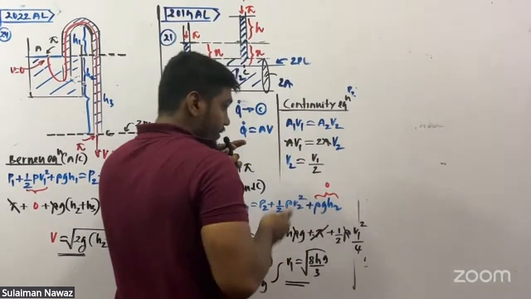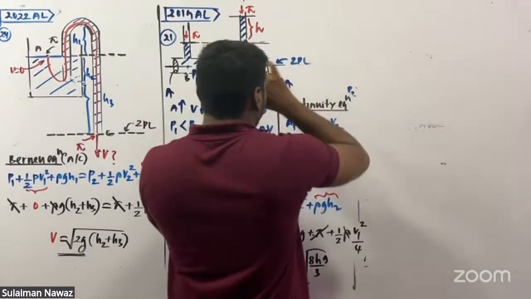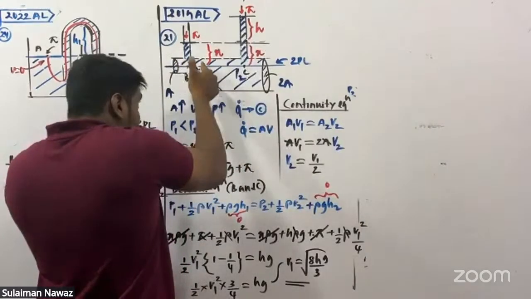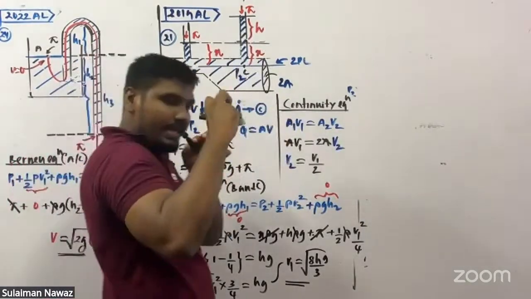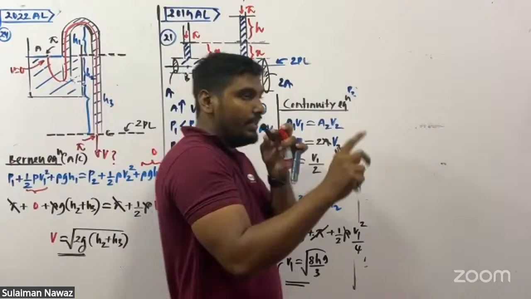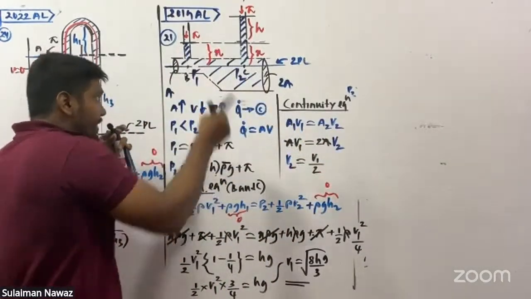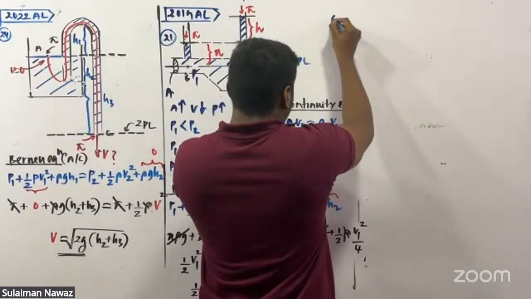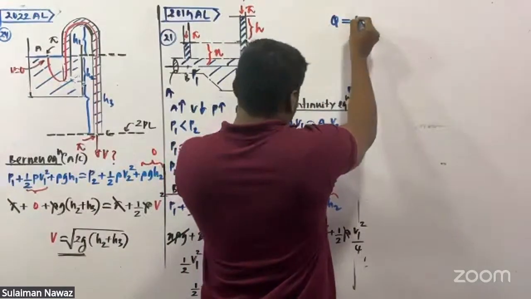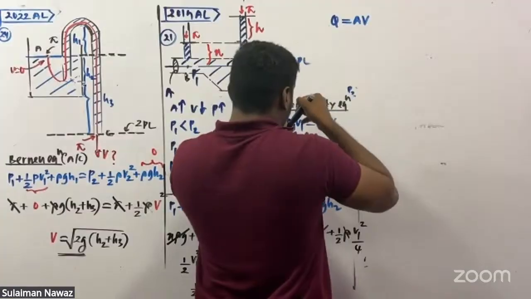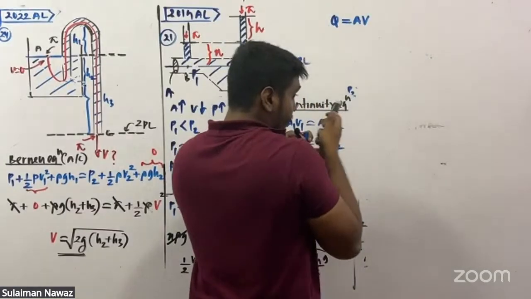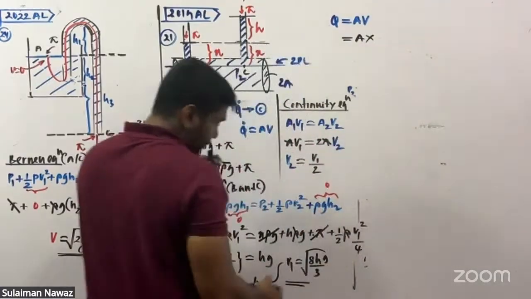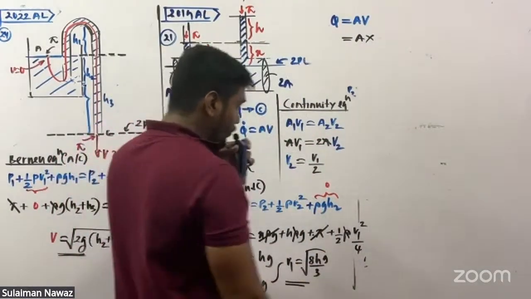Finally we can write down, I want to find the volume flow rate. We know at any point in fluid flow, the volume flow rate is a constant. I thought of finding the volume flow rate at point B. Volume flow rate equals cross-sectional area times velocity. The cross-sectional area at point B is A, and the velocity is v1, which is root of 8 hg over 3.